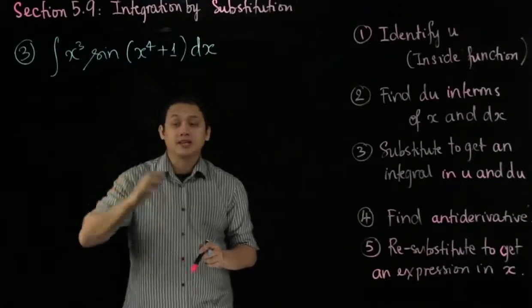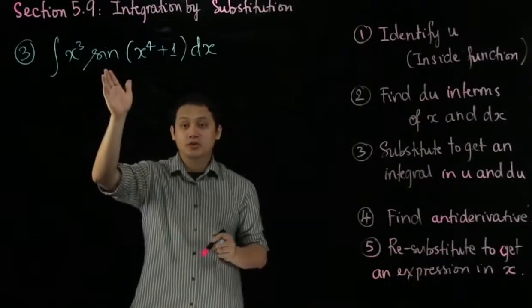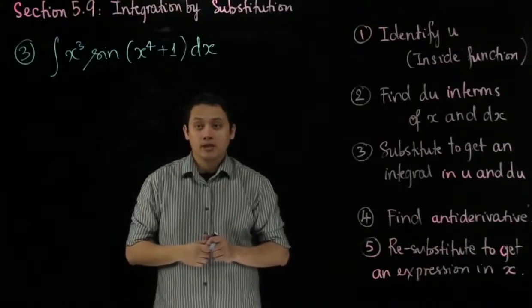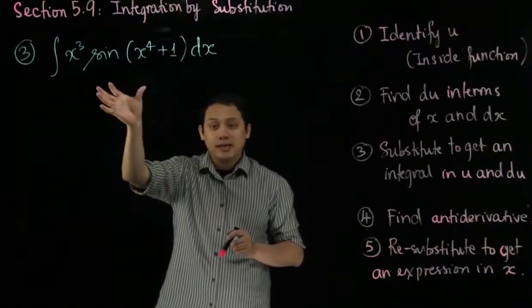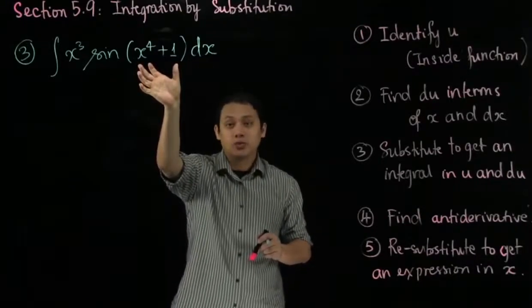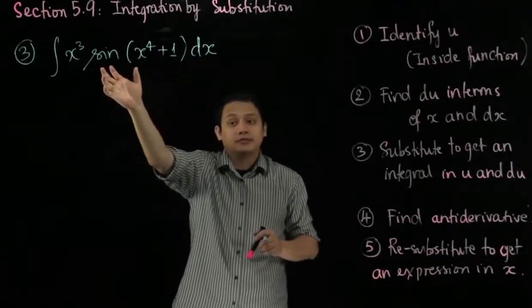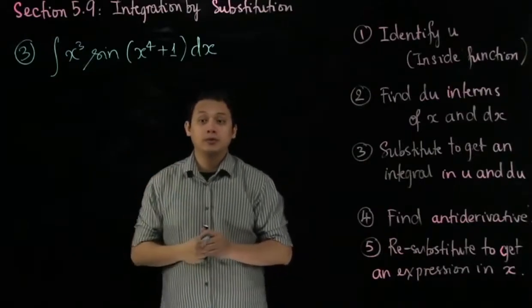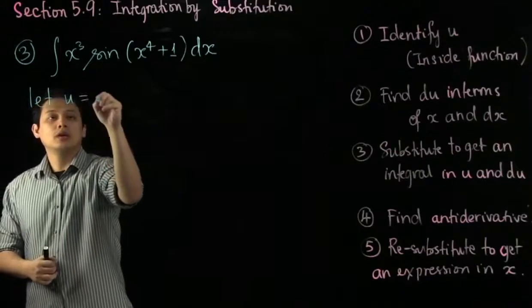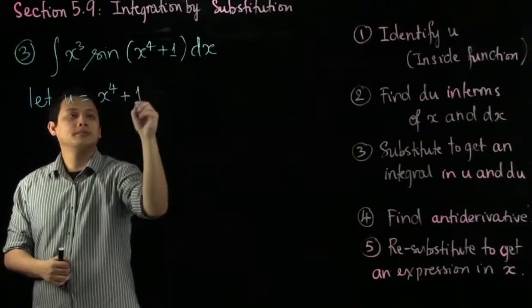Now move on to the next problem. Problem 3. You have the integral of x cubed times sine of x to the 4th plus 1. So this problem is very easy to identify the inside function, because x to the 4th plus 1 is the inside of sine. So you're going to let x to the 4th plus 1 be the inside function. So let u equal x to the 4th plus 1.